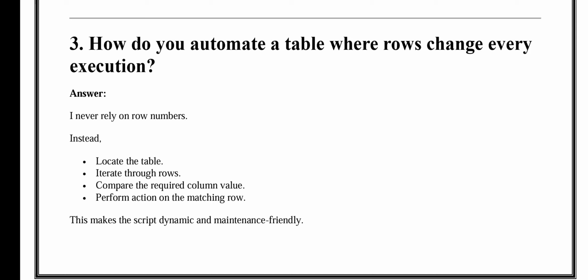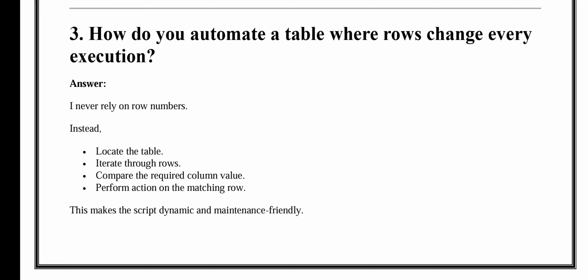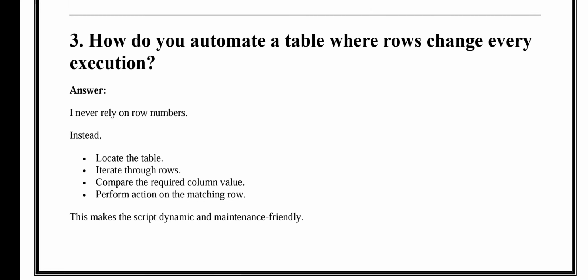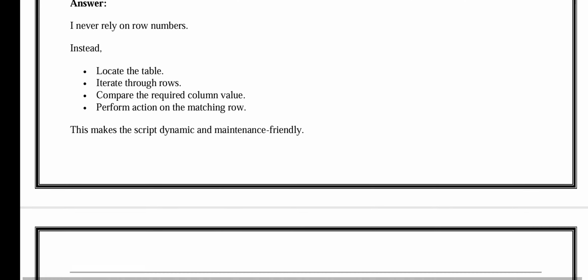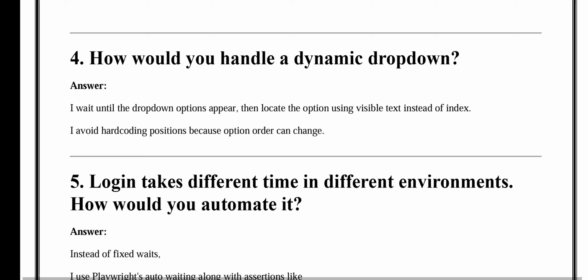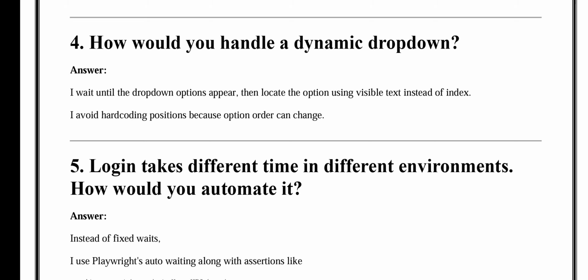And how would you automate a table where rows change every execution? So you can answer like, I never rely on row numbers. Instead, I locate the table, I iterate through rows, I compare the required column value and perform actions on the matching row. Okay, this makes the script friendly and easy to maintain.